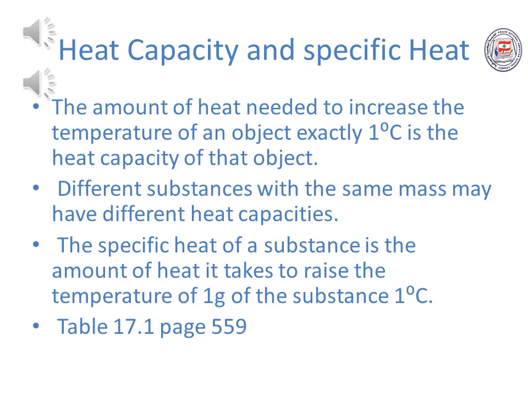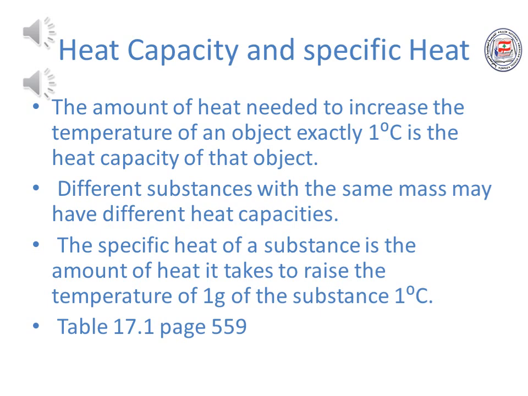Heat capacity and specific heat. The amount of heat needed to increase the temperature of an object exactly 1 degree Celsius is the heat capacity of that object. The heat capacity of an object depends on both its mass and its chemical composition. So, the greater the mass of the object, the greater its heat capacity.